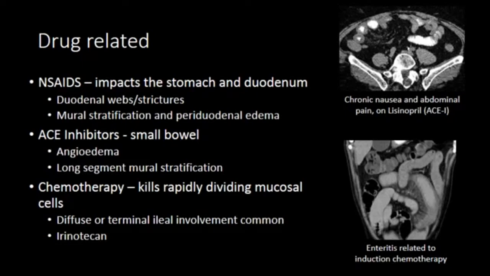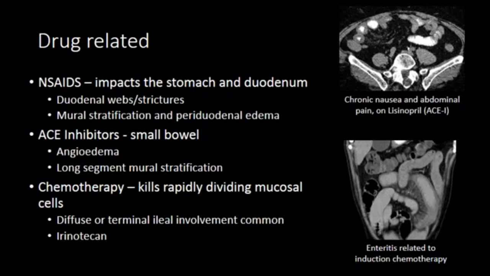It's often presenting with chronic or recurrent nausea or abdominal pain, and it just doesn't often come to the mind of the radiologist or the primary care physician that the patient's on an ACE inhibitor such as lisinopril, and this can be a misdiagnosed or underdiagnosed etiology of chronic small bowel inflammation.